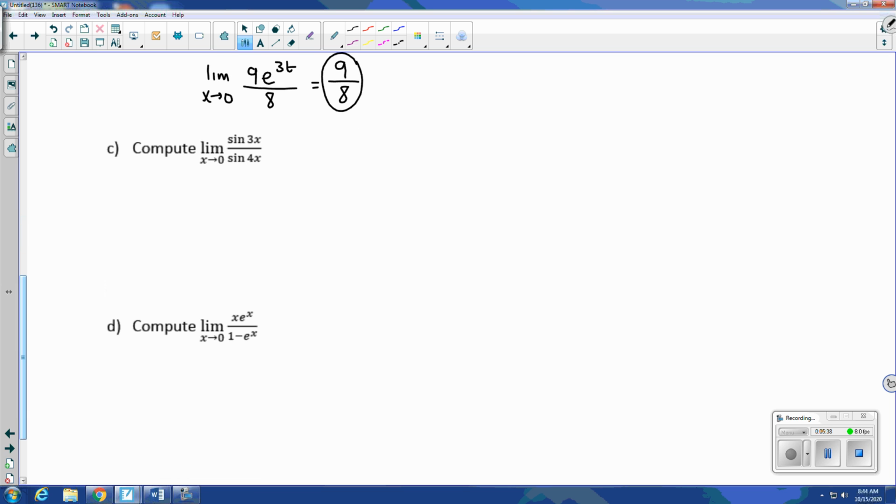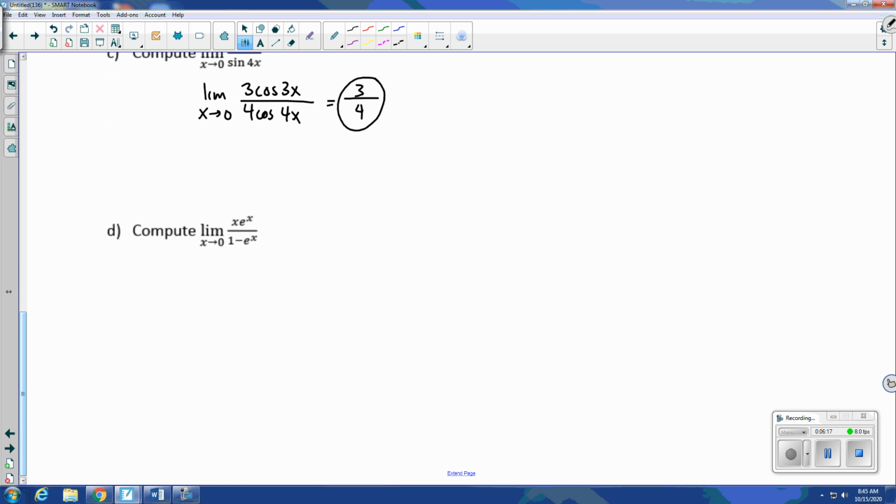C, sine of 3x over sine of 4x. You should see from here that you're going to get sine of 0 over sine of 0. Sine of 0 is 0, so you're going to get 0 over 0. So let's do the derivatives. We're going to apply L'Hopital's rule. Up top, we're going to get ultimately 3 cosine of 3x. And on the bottom, we're going to get 4 cosine of 4x. Remember, there's a chain rule there. That's where the 3 and 4 coefficients are coming from. Evaluate at 0. We're going to get 3 times cosine of 0, which is 3. We're going to get 4 times cosine of 0, which is 4. So 3/4 is the limit.